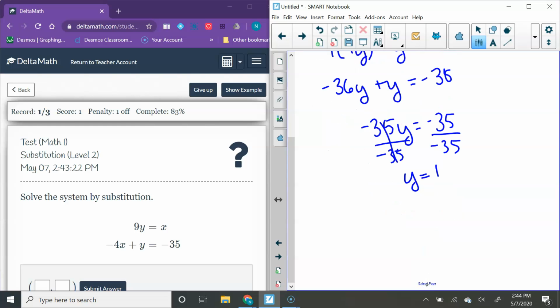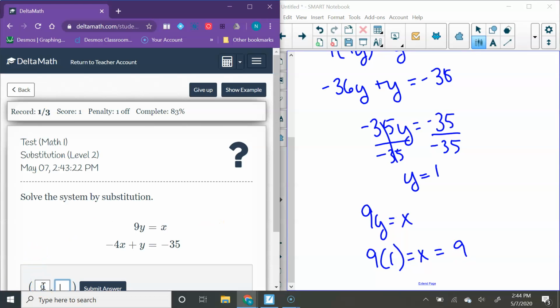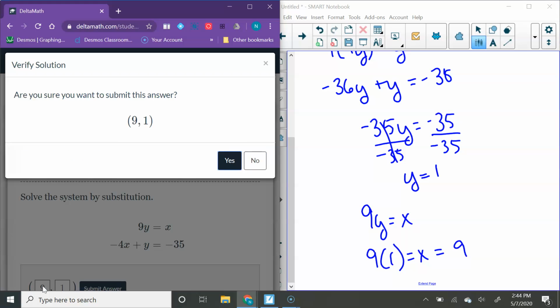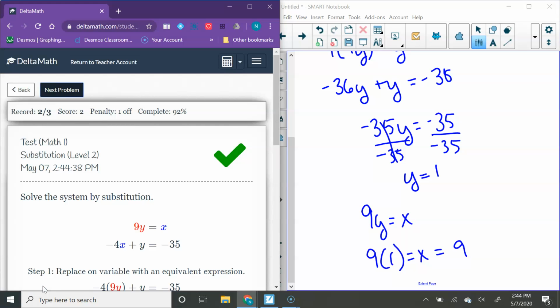And then you just need to plug that back in. That top equation's easiest. So 9 times 1 is your x. So you just get 9 for your x. So make sure you type your 9 first because it's your x coordinate. 9, 1 is going to be your answer for that one.